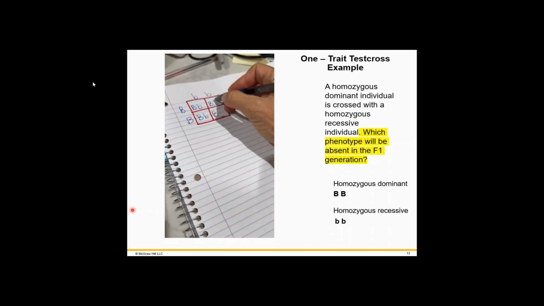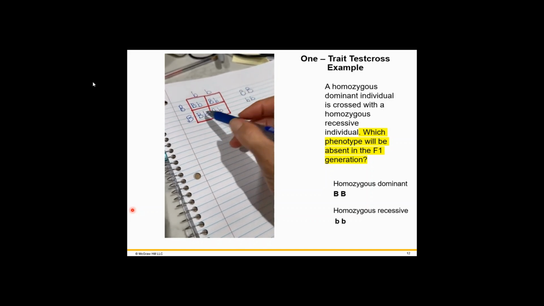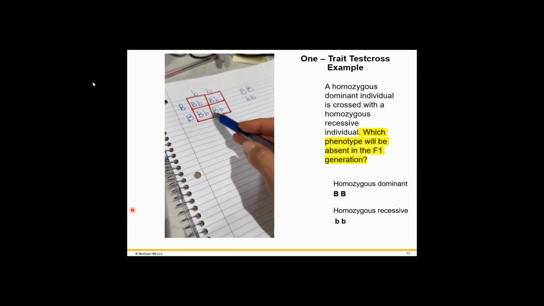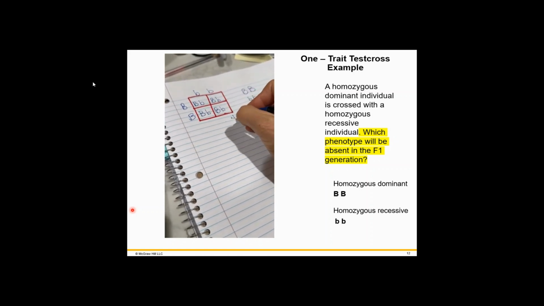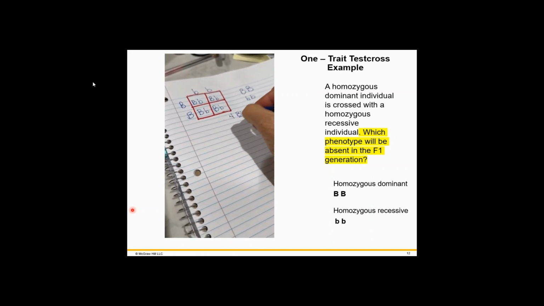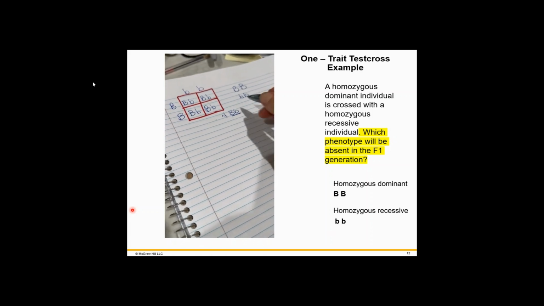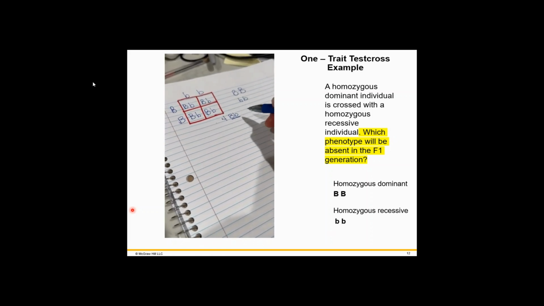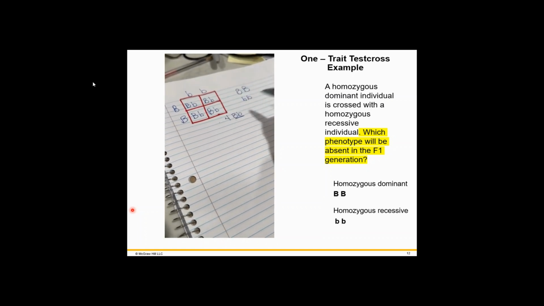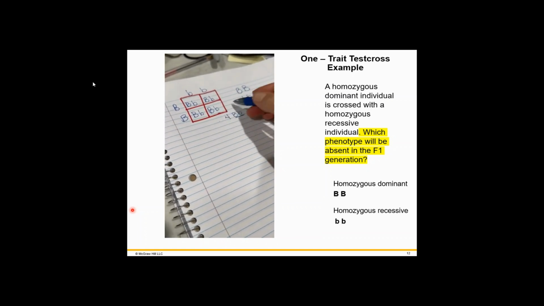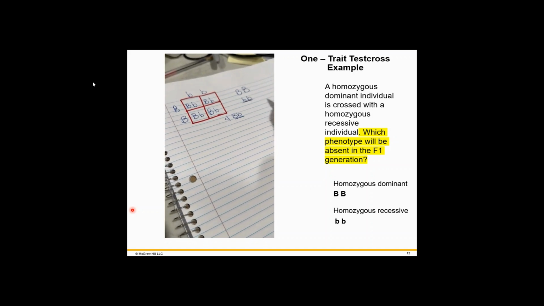Cross, bring this allele down. Now, notice we have 1, 2, 3, 4 heterozygous. So we are coming up with 4 heterozygous right here. So this wants to know which phenotype will be absent in this. For it to be absent, it must be recessive. So we're not seeing this phenotype.